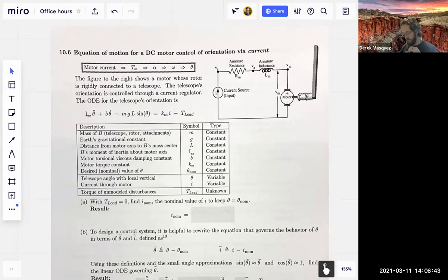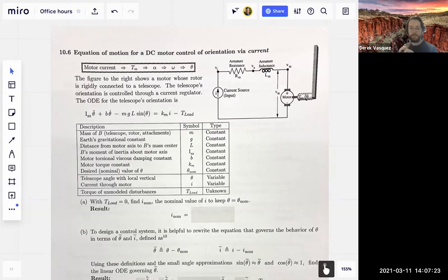differential equation there. So we have all these parameters, like mass, gravity, and we have our two state variables, theta and the current. And then we have some external torque of a load acting on the motor. So part A says with T load equal to 0, it wants us to find I nominal, the nominal value of I to keep theta equal to theta nominal.